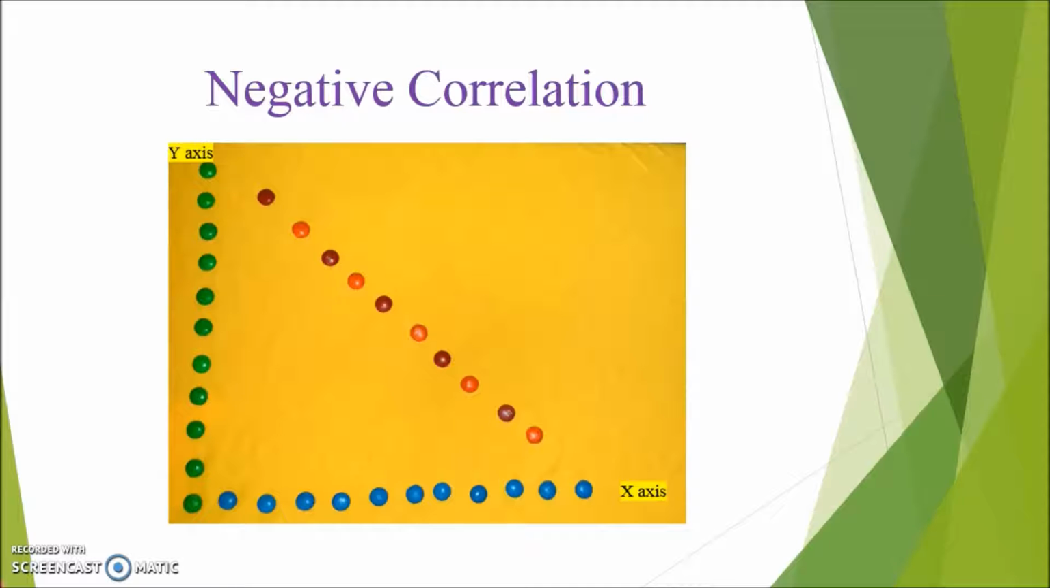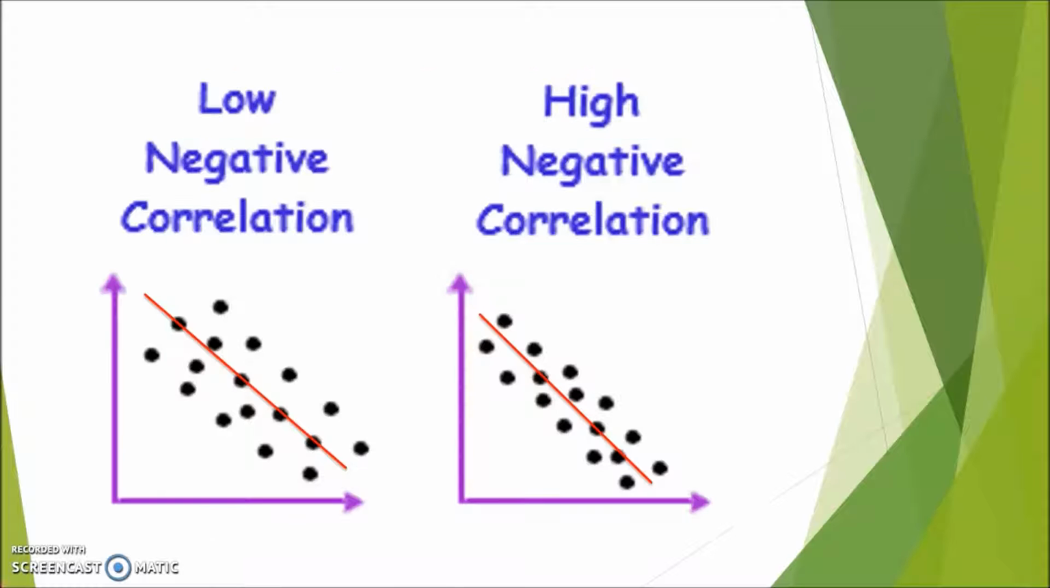This is an example of a negative correlation. And again, to be more specific, this would be a perfect negative correlation. As you can see, the line of best fit, if it is drawn, matches up perfectly with the data points. Now, this is an example of a low or weak negative correlation, where the points are further away from the line of best fit as compared to this one where the points are closer to the line of best fit. And this is therefore a high or strong negative correlation.